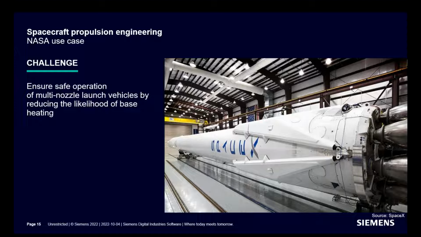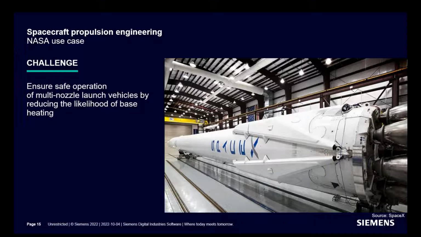So on the Apollo project, NASA had a failure of their nozzle control system. And it turned out that it was due to a recirculation of the hot gas, which heated the base plate of the rocket launcher. So this is something that currently other programs also have to verify, like SpaceX and others. So they need to ensure safe operation of a multi-nozzle launch vehicle by reducing the likelihood of base heating.